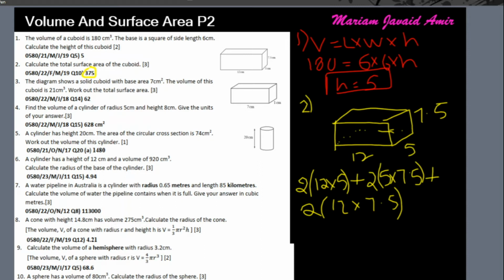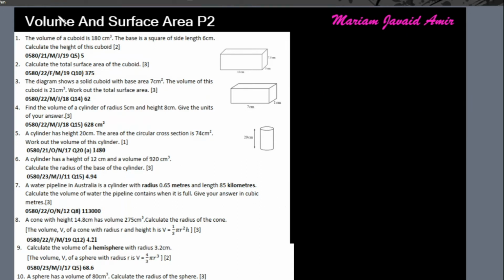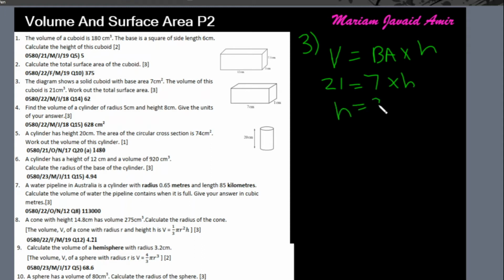Question number 3. The diagram shows a cuboid with base area 7 centimeters square, and the volume of the cuboid is 21. We know volume equals base area times height, or length times width times height. So volume is 21, base area is 7, and we need to find height. So height is 3. Next we have to find the total surface area.